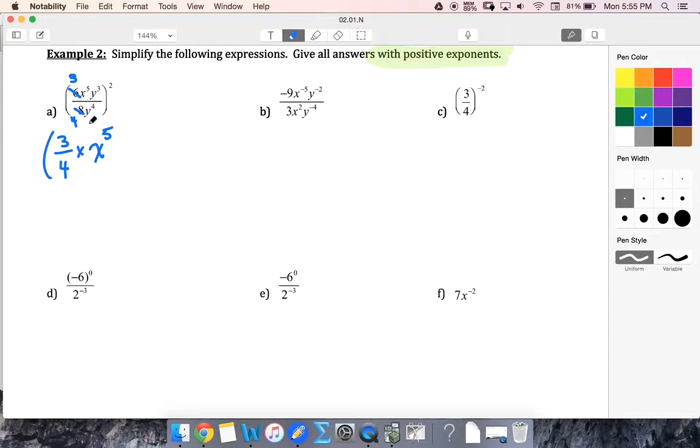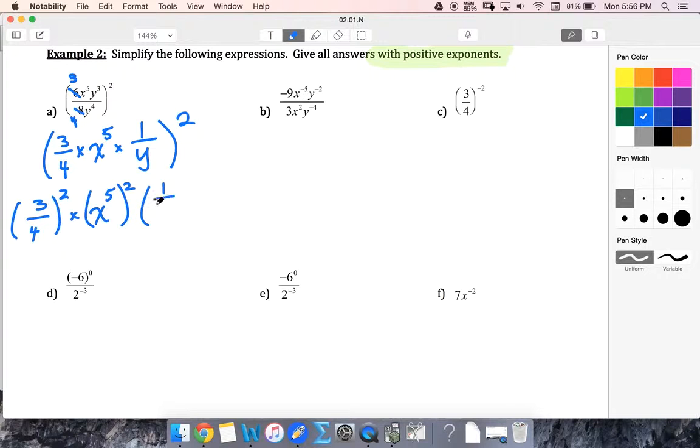And now in my numerator, I've got y to the 3rd over y to the 4th. Well, that's 3 y's on top, 4 on the bottom. That's going to leave me with no y's on top and 1 y on the bottom. Now there's more in the bottom than the top. And still all of this is being squared. Well, that means that 3/4 is being squared. That means that x to the 5th is being squared. That means that 1 over y is being squared.